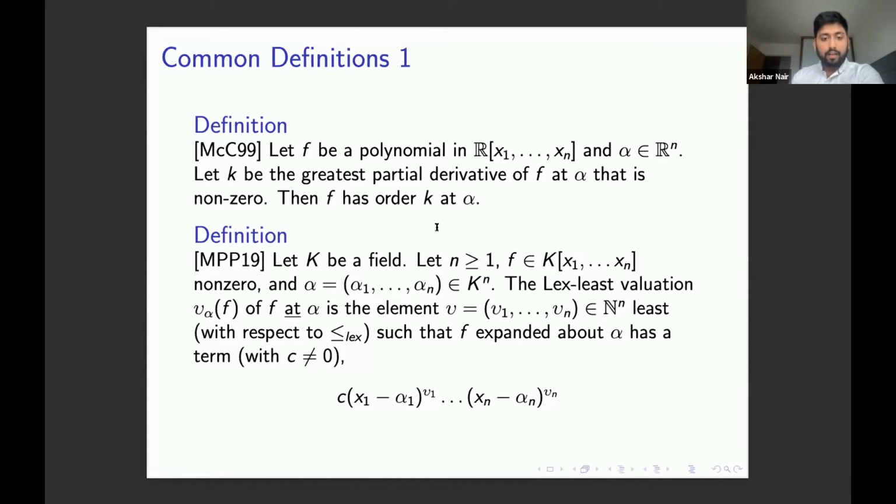To define the Lazard valuation, which we renamed to Lexley's valuation to keep consistency in the notation, you let k be any field, and n is greater than one, and you let f be a polynomial in n variables over the ring k, you let alpha be a point in kn. The Lexley's valuation, defined as mu alpha of f, is the element mu 1 up to mu n in the integers raised to n, the least element with respect to Lexley's ordering, such that when f is expanded about alpha, it has the following term.